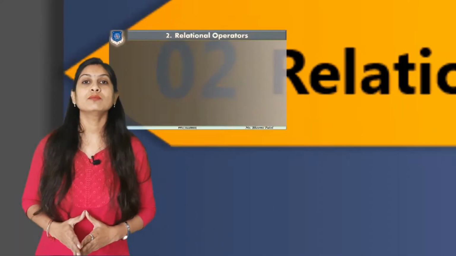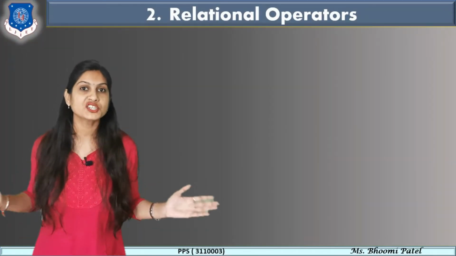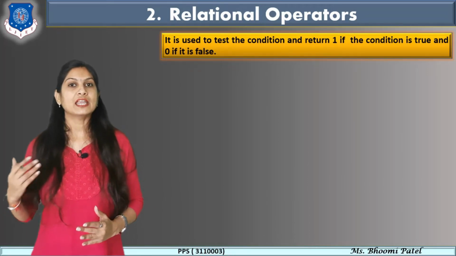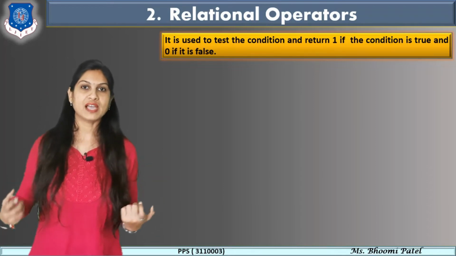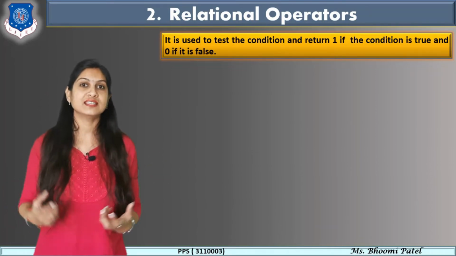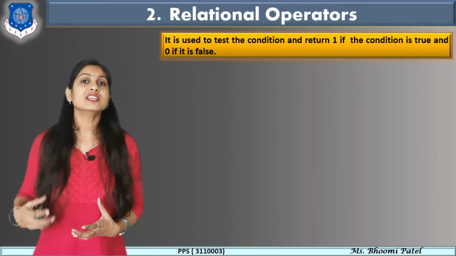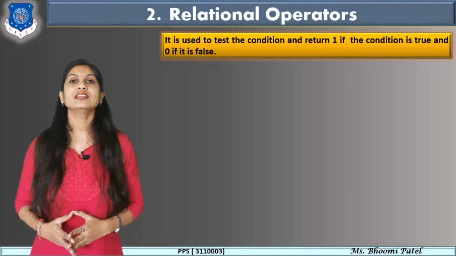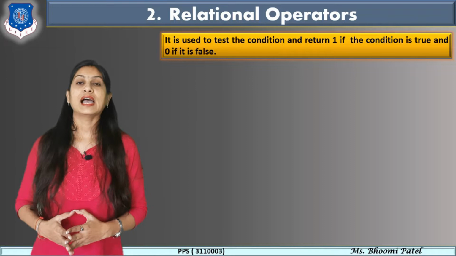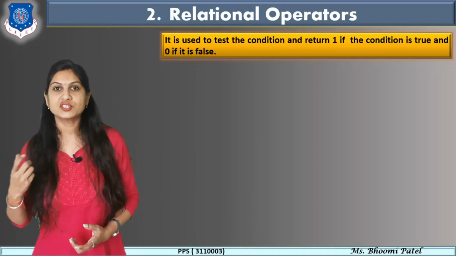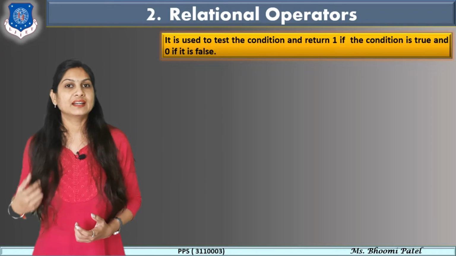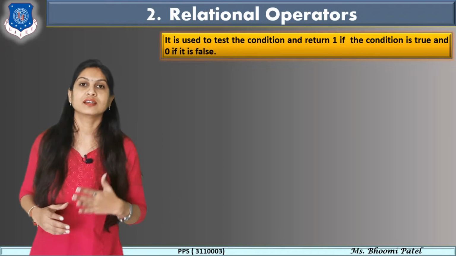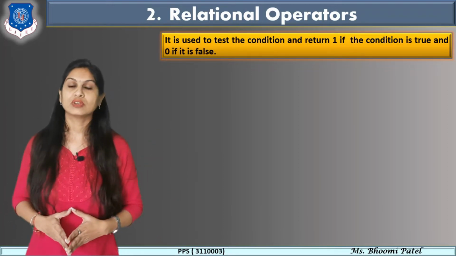Now move to the second operator, that is relational operators. According to the name, it shows the relation between 2 operands. For example, if we have two values 10 and 5 and want to check whether one is less than, equal to, or greater than the other, it is possible using these relational operators. Simply, it is used to test conditions and it returns 1 if the condition is true. Suppose my condition is A greater than B: if it is true it returns 1, and if it is false it returns 0. That is the use of relational operators.